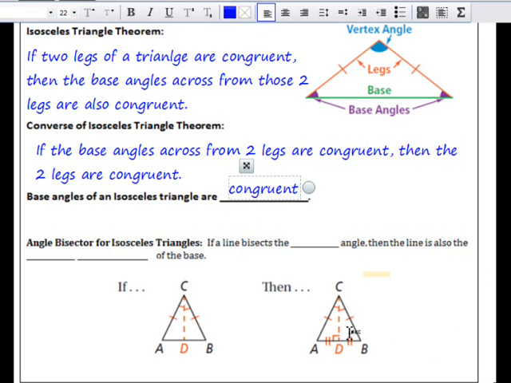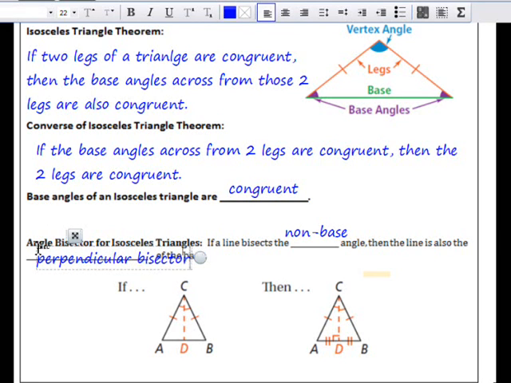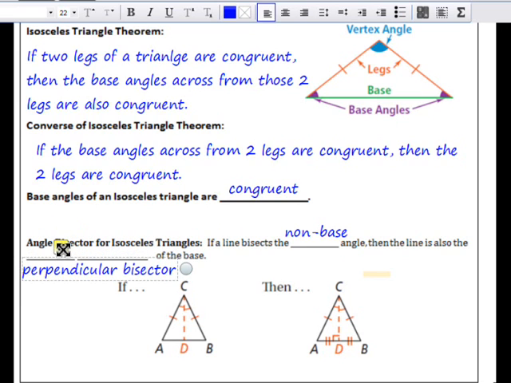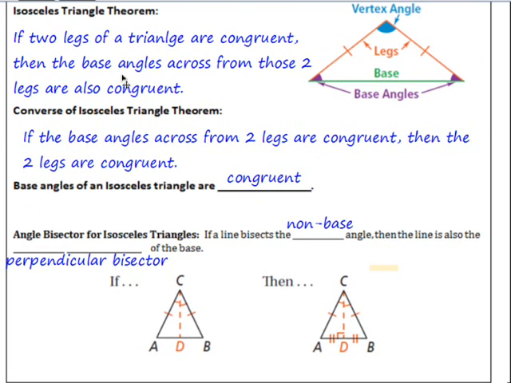All right? Angle bisector for isosceles triangles. If a line bisects the non-base angle, then the line is also the perpendicular bisector of the base. Okay? Perpendicular bisector of the base. All right? So if this bisects this, which there it shows they're congruent, then wherever it hits, it not only hits at a 90-degree angle, but it divides those into two congruent segments.